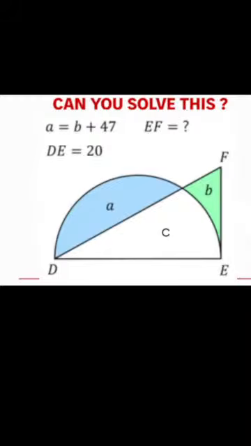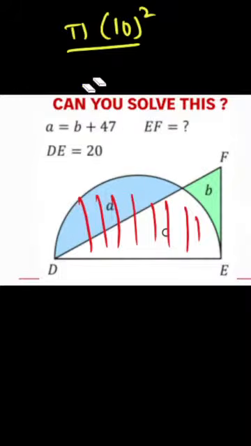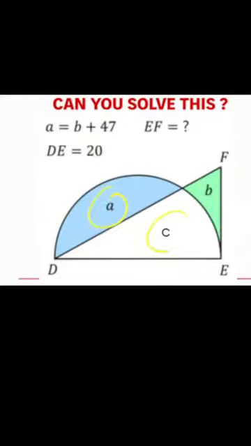See what is happening here. First of all, let's talk about this semicircle. The area of the semicircle is going to be pi r square by 2. Here the diameter is 20. This DE is 20. So the radius is going to be 10. So the area of the semicircle is going to be 50 pi. So the area of the semicircle is nothing but this A plus C, right? So I can write that A plus C is equal to 50 pi. I have this first equation.